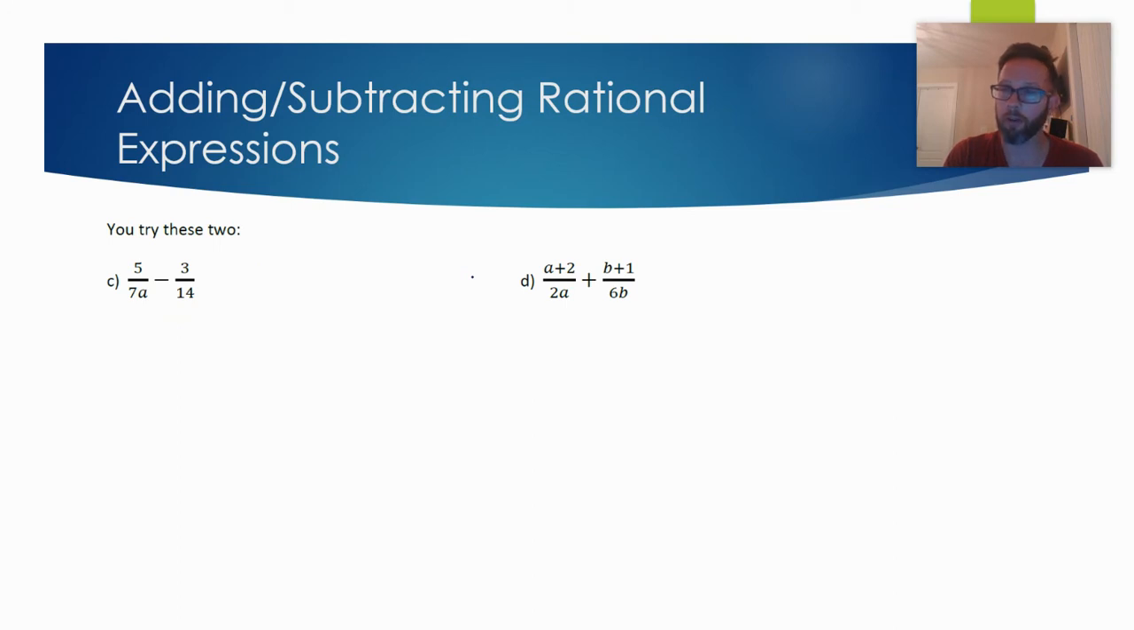So here's 2 examples that are kind of like the first 2 we did. Can you identify a lowest common multiple of 7a and 14? What do you need to give 7a? What do you need to give the 14? Can you do the same with 2a and 6b?